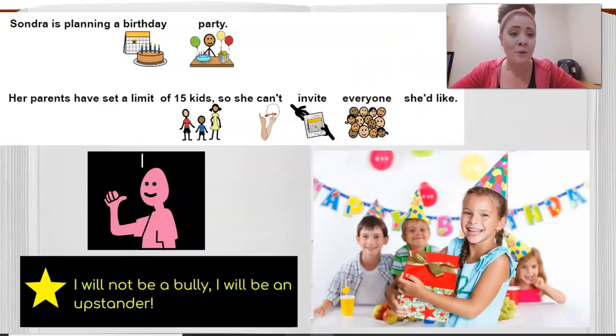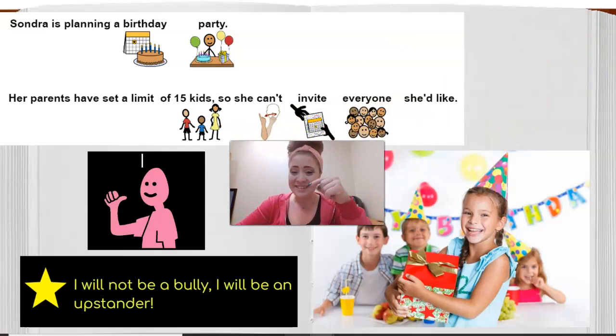Sandra is planning a birthday party. Her parents have set a limit of 15 kids, so she can't invite everyone she'd like. Do you see our repeated storyline? I will not be a bully. I will be an upstander.